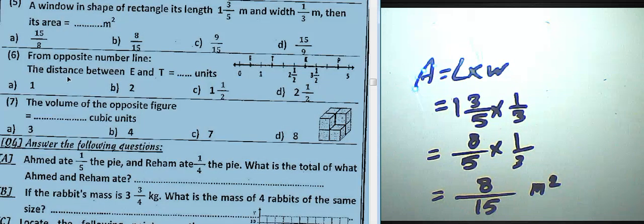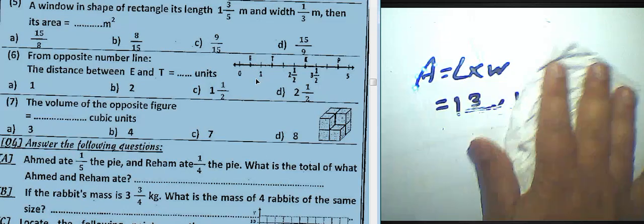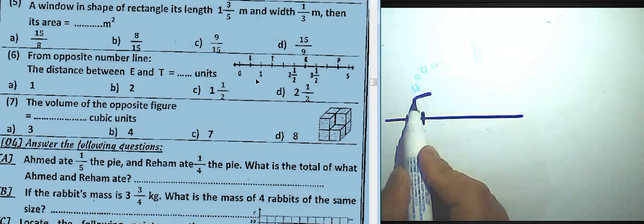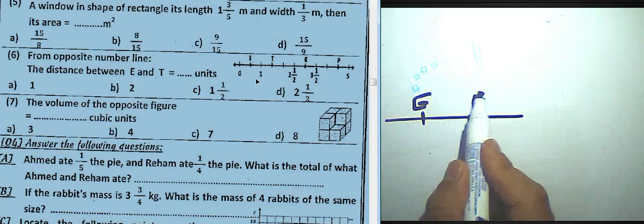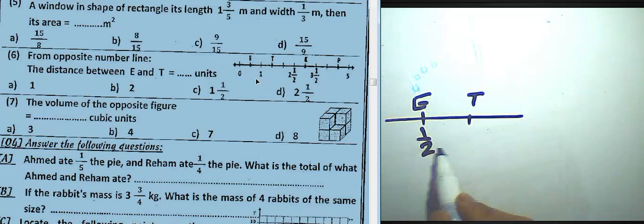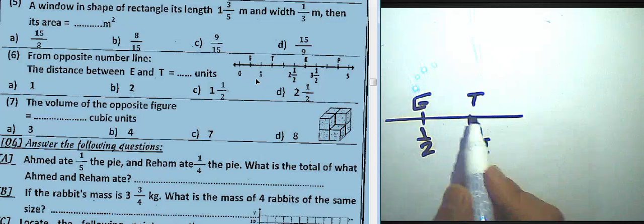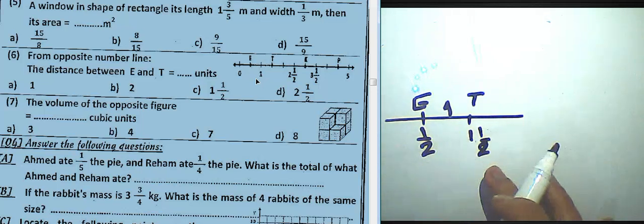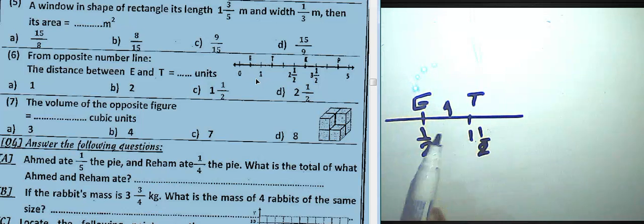From the opposite number line, the distance between E and T. Okay, look at here, E is half and T is 1.5, respectively. Then the difference between them equals 1 unit. The distance between E and T equals 1 because 1.5 minus half equals 1. The result will be what?